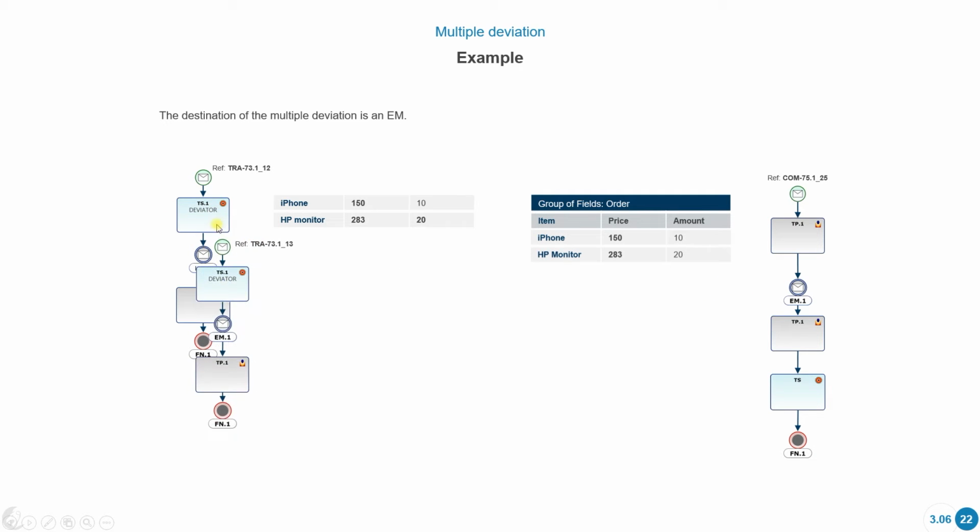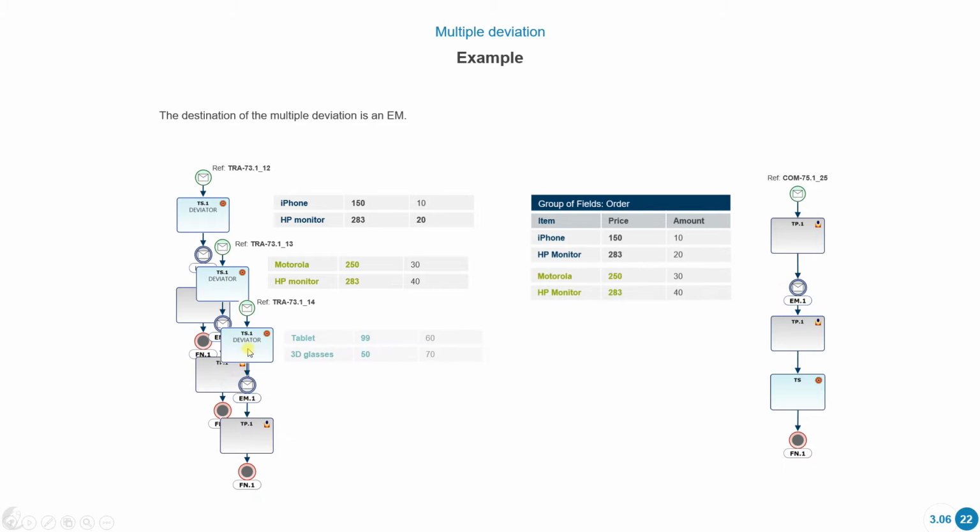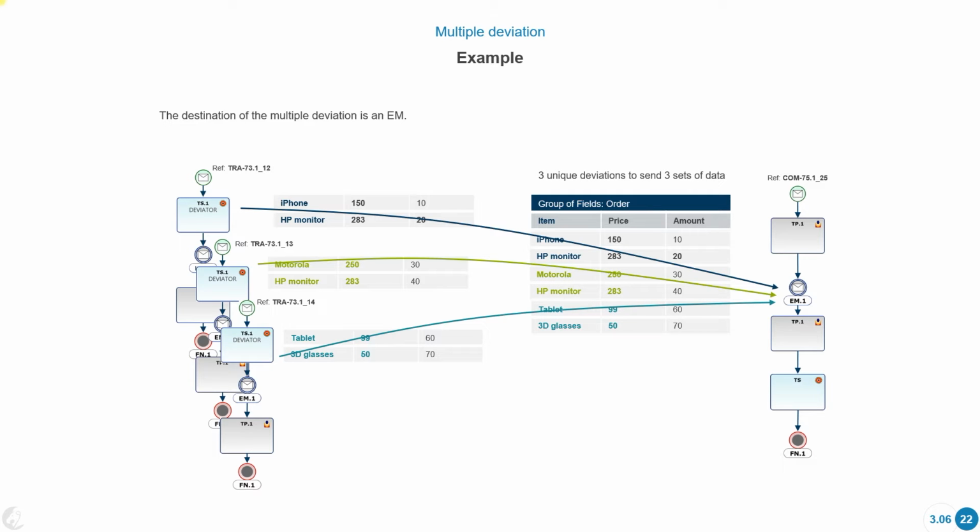But let's see what happens next. Here we have another process with a deviator that deviates these other two lines to this EM. And here we have the last one that also deviates 2 lines to this EM. Now, the flow continues and it reaches the system task. And this system task is going to perform a multiple deviation to an intermediate message event. So this first deviation that we first initially saw, it's a unique deviation to this unique destination.